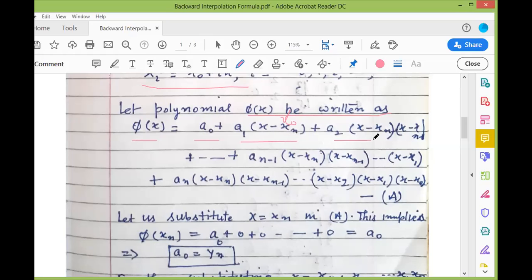And a2 is what? x minus x1 into x minus x n minus 1. This one, so this is a n minus 1. The last term is x minus x1 into x minus x n minus 1, and x minus x1. This is the last but one term. The last term is this, an, x minus xn. So forth, so on, x minus x2, x minus x1, and last is x minus x0.